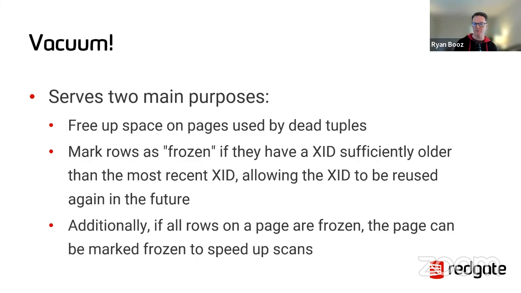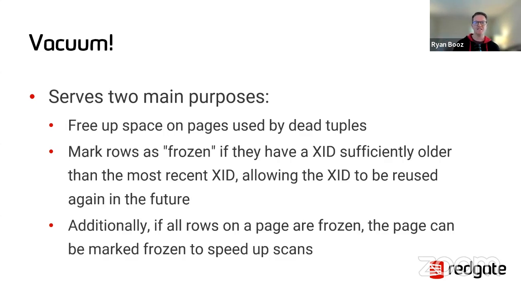Vacuuming has a number of purposes, but the two main purposes, at a very high level, are to free up space on the data pages used by dead tuples. So if I've deleted a lot of data from a page and those rows are currently dead, I literally want to make that space available for new data. And I can't do that until we have cleaned out those dead tuples. The other main purpose, there are other things, but these are the two main jobs, is to mark rows in the page as frozen.